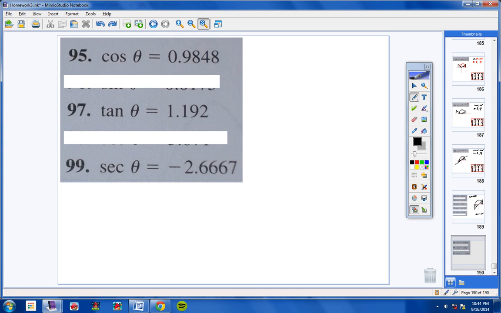Now, here we go. We want to find theta so that when we take the cosine of theta, we get a positive 0.9848. Well, let's see. Cosine is positive here, and cosine is positive here, okay? So, next, I'm going to hit with my calculator second, make sure you're in radians, students, second cosine of 0.9848, hit enter, and I get 0.17 radians. So I'm going to put 0.17 here, and I'll put 0.17 here.